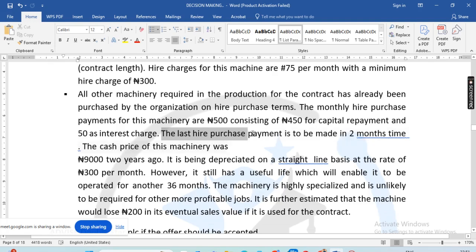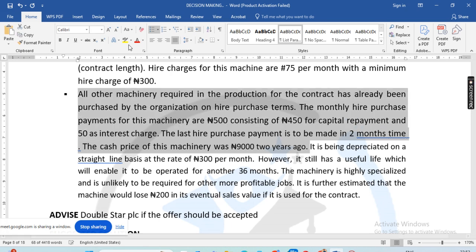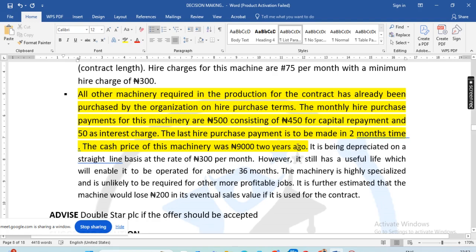Now, the last hire purchase payment is to be paid in 2 months. The cash price of this machine was 9,000 2 years ago. Let me just highlight it for you. 2 years ago. Next, it is being depreciated on a straight line basis at 3. Is this relevant? Depreciation is not relevant.